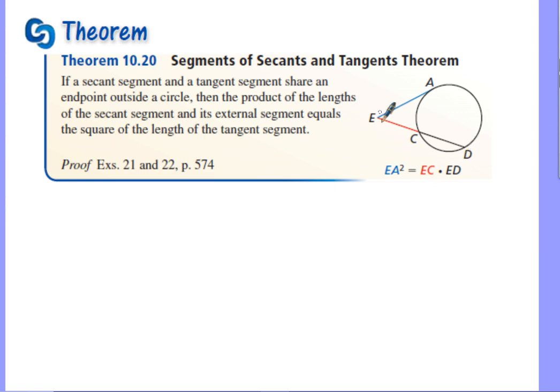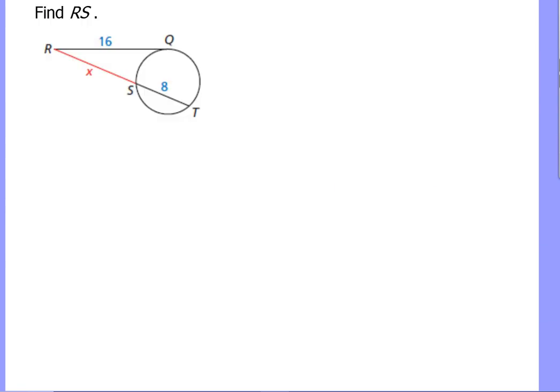So let's go through that one more time. The tangent squared, here's our tangent, point of tangency at point A, squared is going to equal the product of our external segment of the secant times the entire secant itself. So let's look at an example of how we can utilize this.